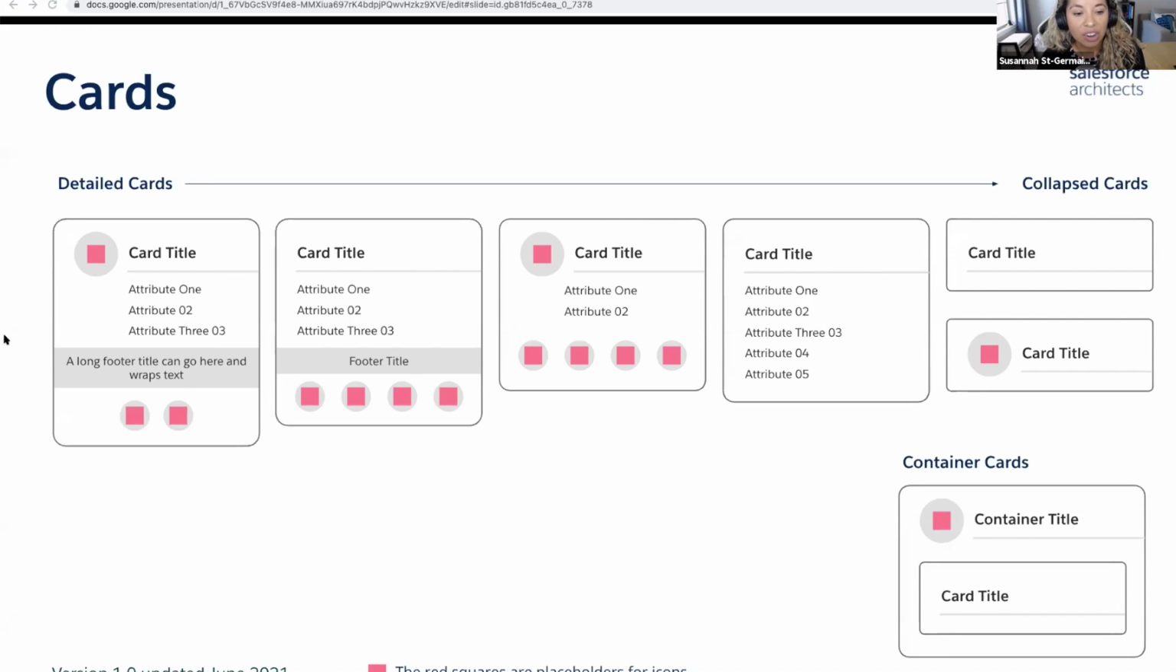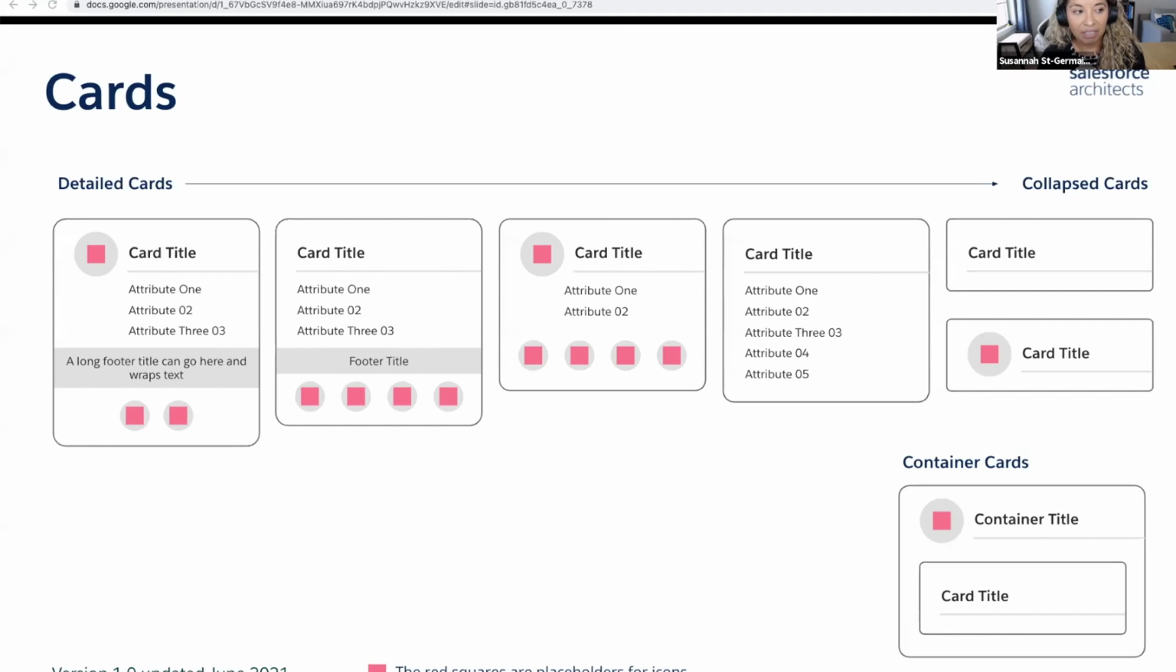So container cards would show, again, if we're talking about a system landscape, you might have a container card that shows Salesforce as the outer container. And then inside you would have the different clouds or the different solutions involved in your Salesforce system landscape portion. So we're going to see how we use cards, but cards are very key to the Salesforce diagramming landscape.